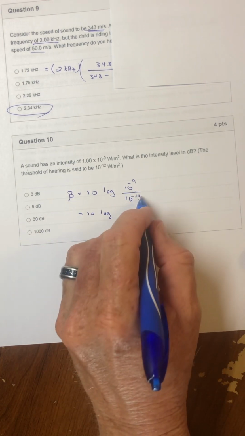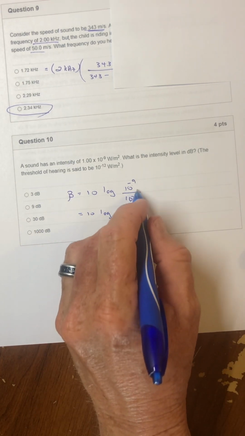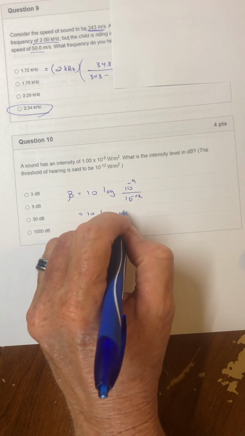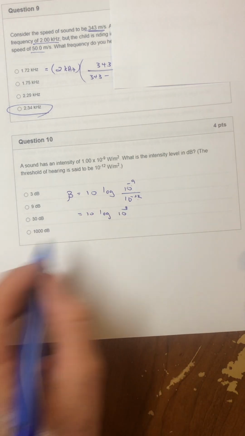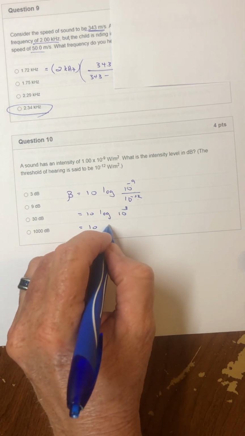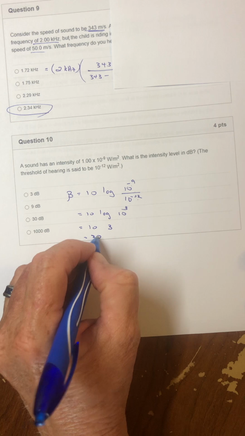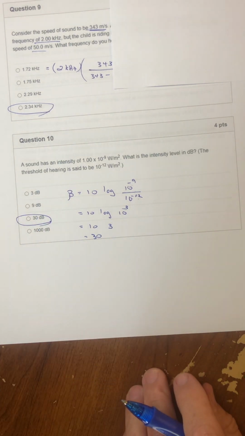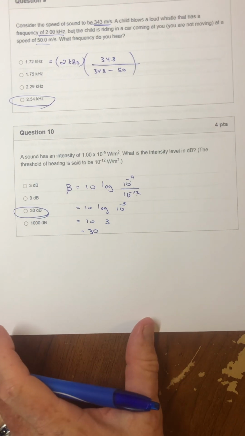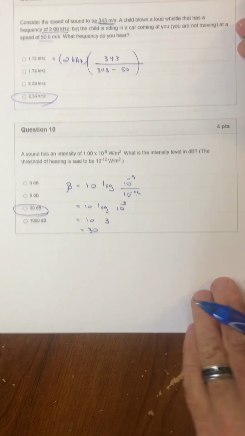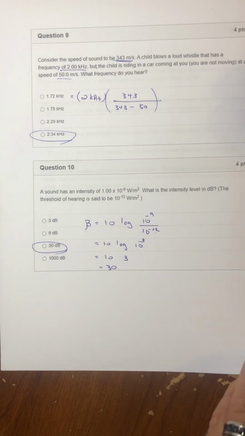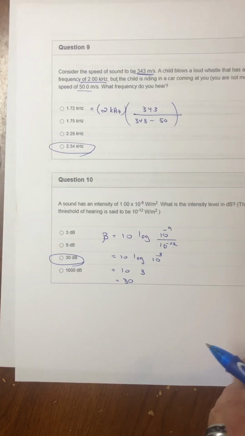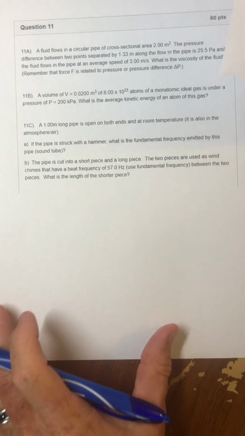And with exponents, you subtract them when you divide. So this is going to be 10 to the third, and the log of that is going to be just a 3, and so that's going to be a 30. And so that must be C for number 10. Nice. So I didn't need a calculator for that one. All right, so there's the multiple choice. Hope you did well on those.